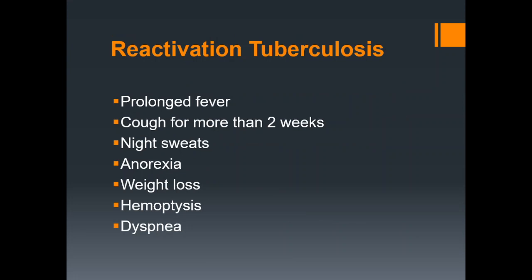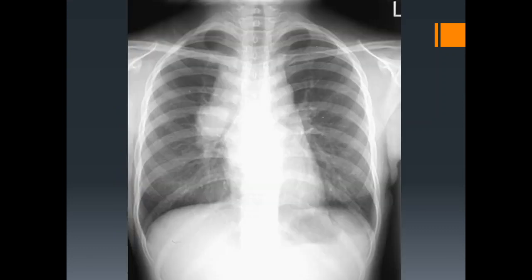Reactivation tuberculosis, which happens years after the primary infection, usually presents with prolonged low-grade fever associated with cough, sputum production, night sweats, anorexia, weight loss, hemoptysis, and even shortness of breath. This is the chest X-ray of primary tuberculosis showing hilar lymphadenopathy, TB lymphadenitis.